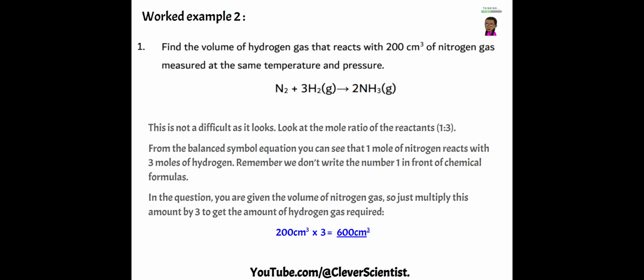Let's just look at the mole ratio of the reactants. You can see from the coefficients that we've got a mole ratio of nitrogen to hydrogen of 1 to 3. So 1 mole of nitrogen reacts with 3 moles of hydrogen. In the question, you're already given the volume of nitrogen gas, so you just multiply this amount by 3 to get the amount of hydrogen gas required. So 200 centimetres cubed times 3 equals 600 centimetres cubed. Boom! Another easy peasy question solved.